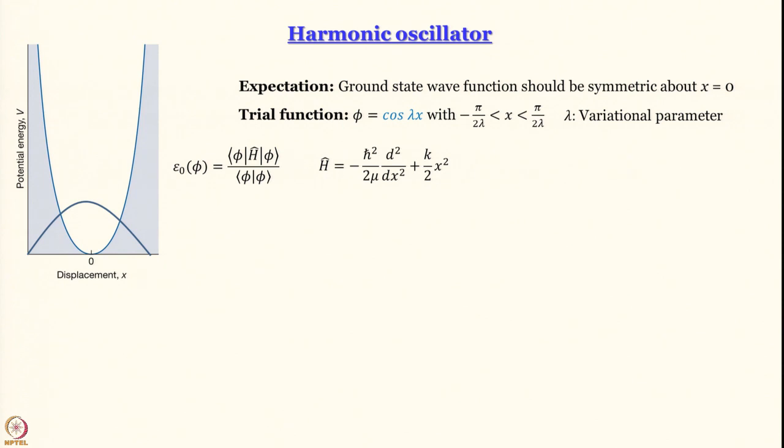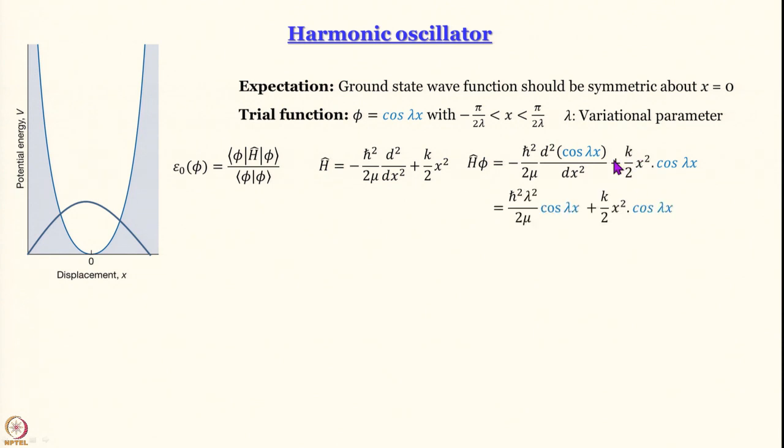To do that, we remember that the Hamiltonian here is minus h cross square by 2 mu d2 dx2 plus k by 2 x square. I will not discuss this further because we know it. In case of any difficulty, please go back and consult the lecture on harmonic oscillator. So what is H phi? I am trying to evaluate the numerator. H phi is going to be minus h cross square by 2 mu d2 dx2 of cos lambda x plus k by 2 x square multiplied by cos lambda x, simple as that.